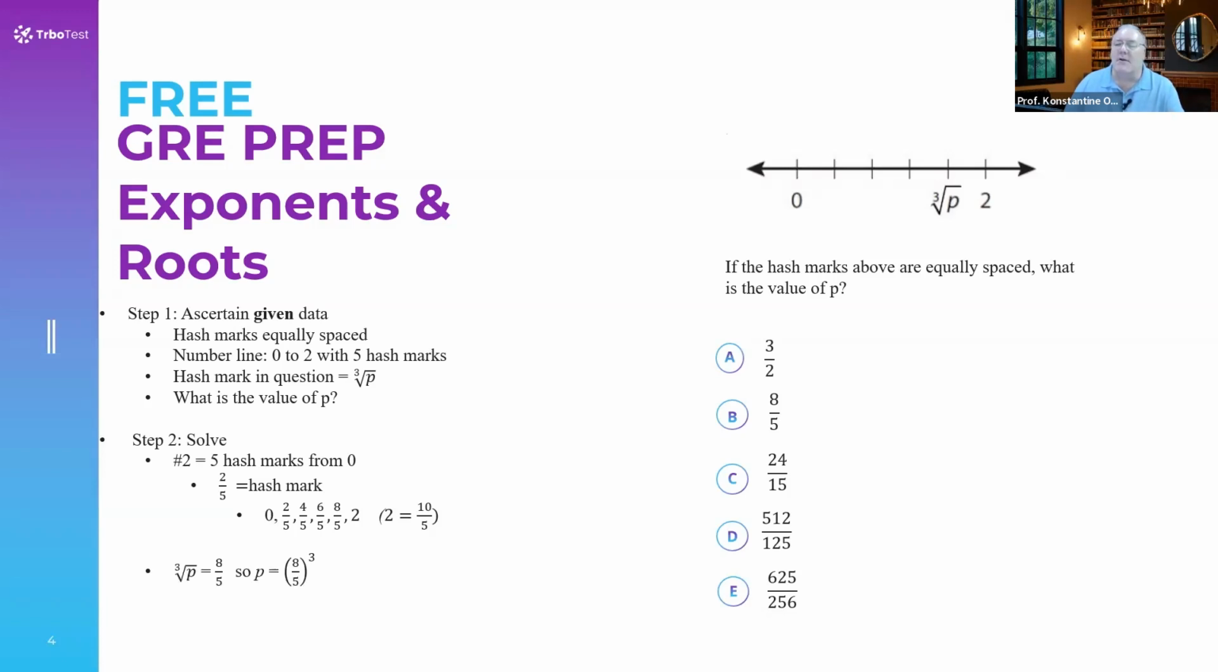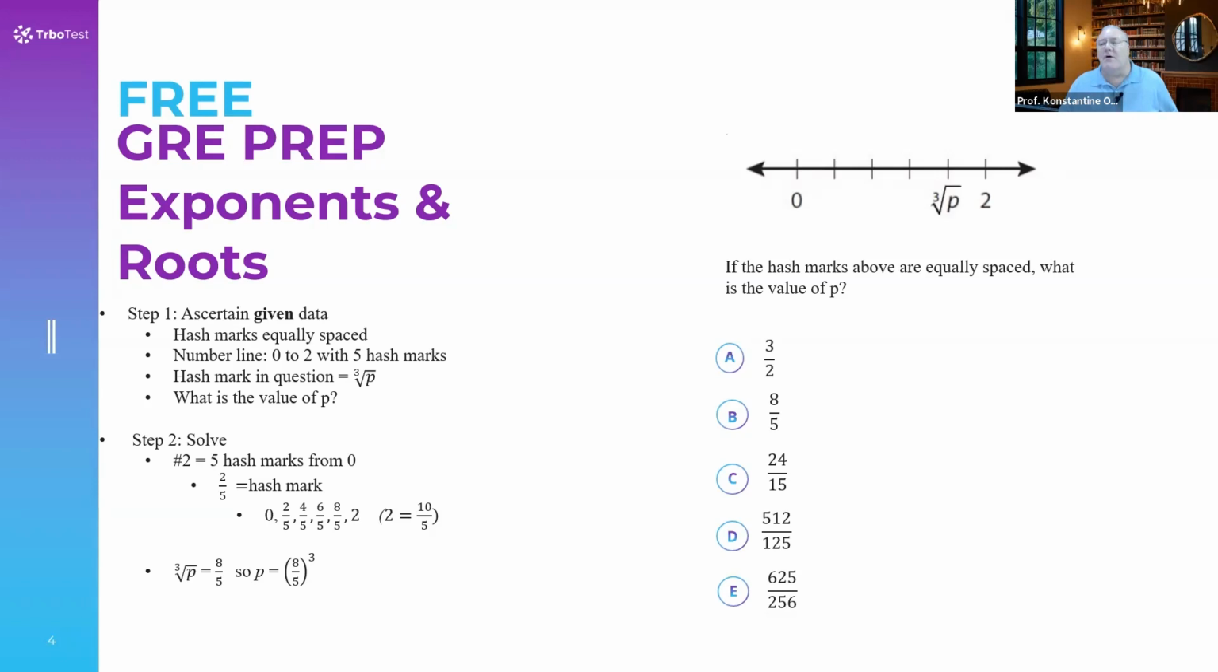Now, let's plug in the radical. We know the radical fell at the 8/5 mark on the hash mark. So we know that P equals 8 over 5 cubed. We can go ahead and figure out what the answer is, but we immediately should know the trap answer here is B, 8 over 5.